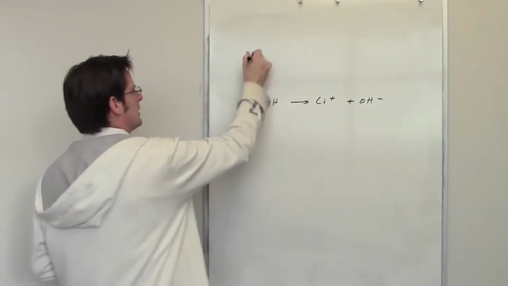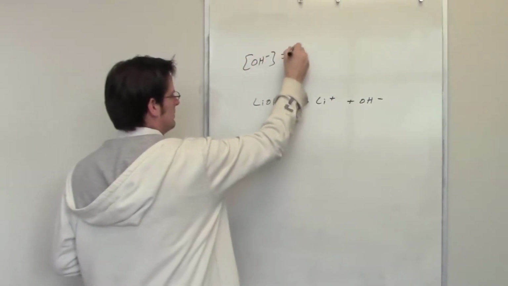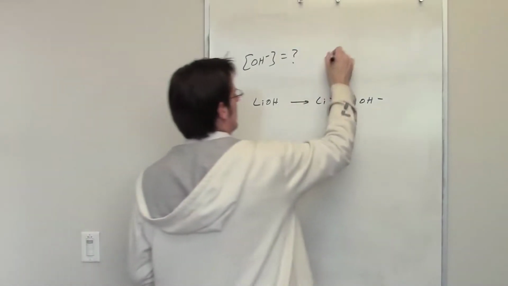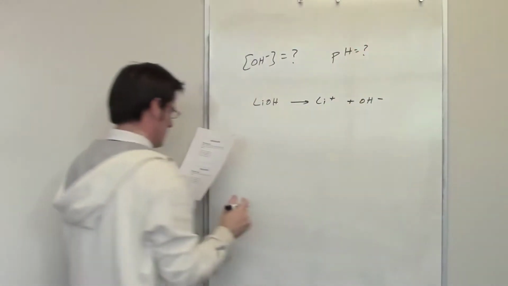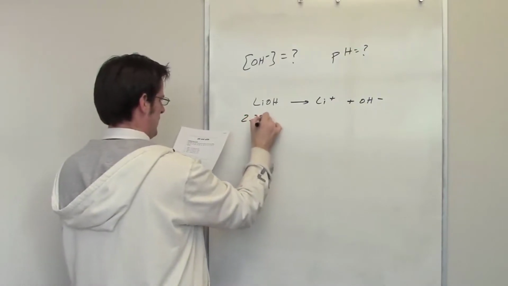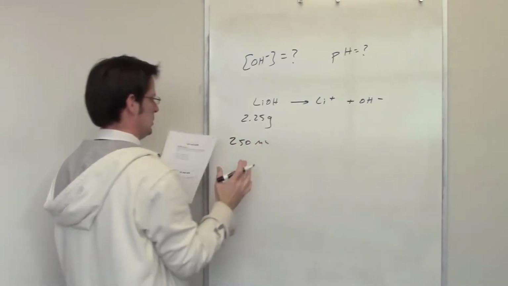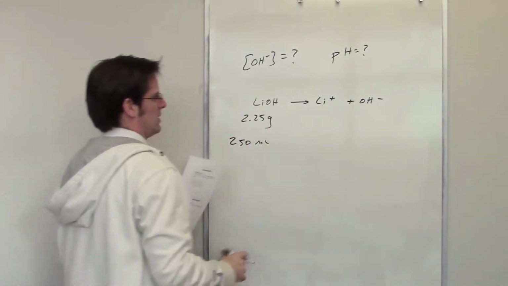I've been asked to calculate the hydroxide ion concentration and the pH. It tells me that I've got 2.25 grams of this, and I've got it in 250 milliliters of solution. How do I determine what the hydroxide ion concentration is?